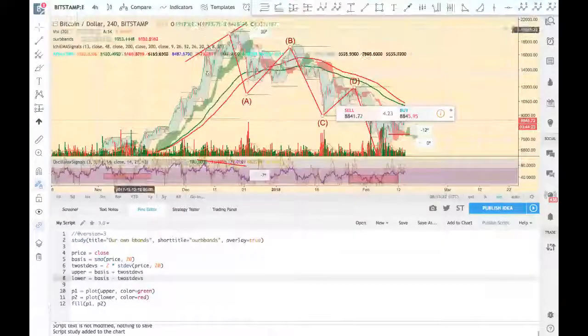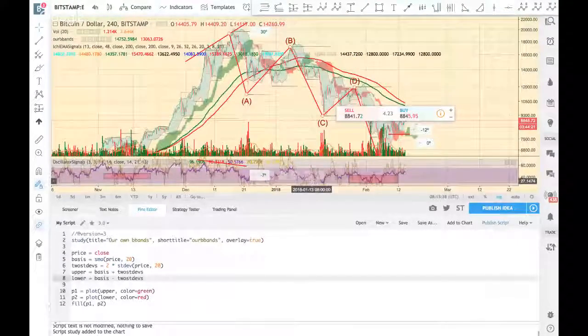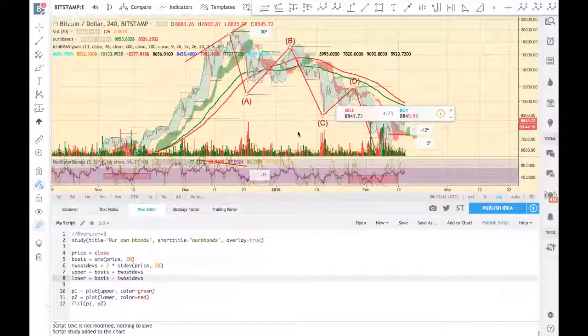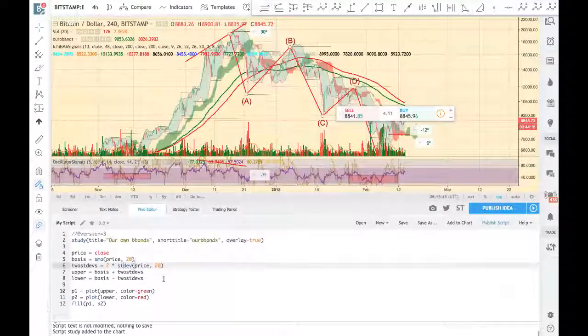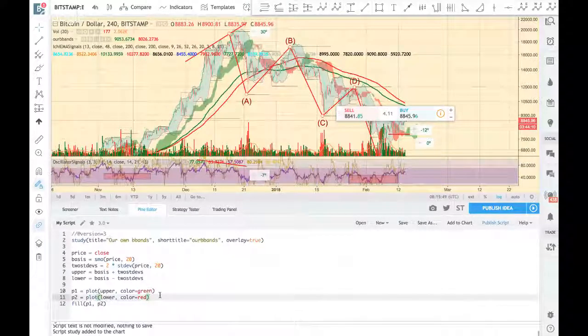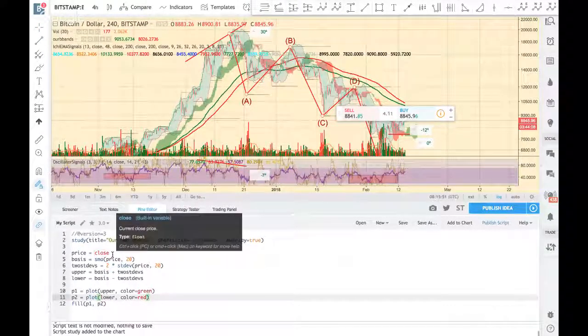All right. Let's see what we have here. So this is the Bollinger Band indicator that we built earlier. I'm going to do one little change to it, which is to add the basis line, which is the middle line, just to remind you again.